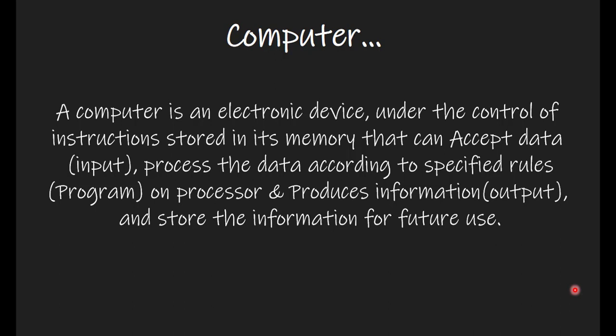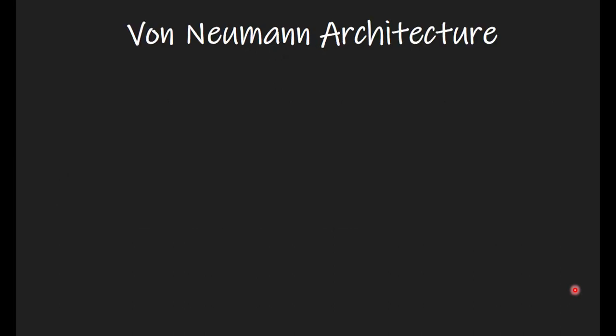So let's move to von Neumann architecture. Our computer generally follows the input process output cycle. The type of computer which follows the input process output cycle is known to be based on von Neumann architecture.